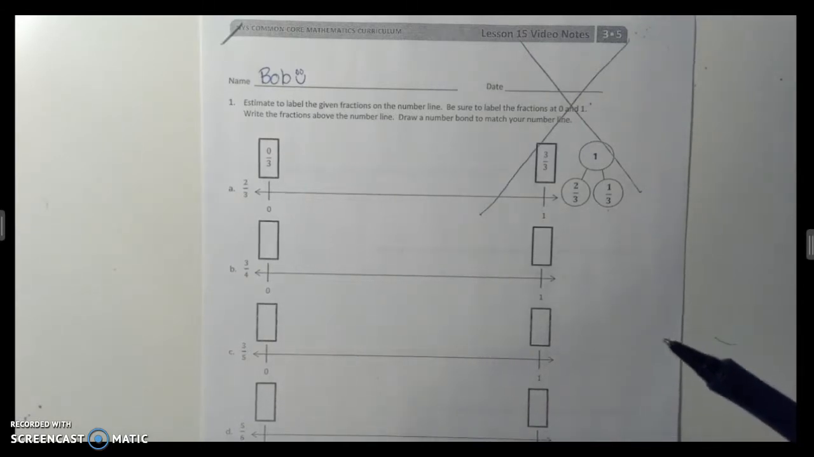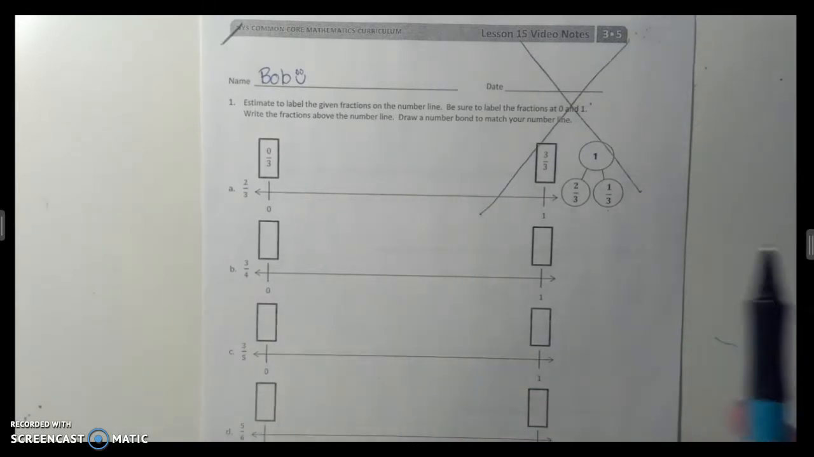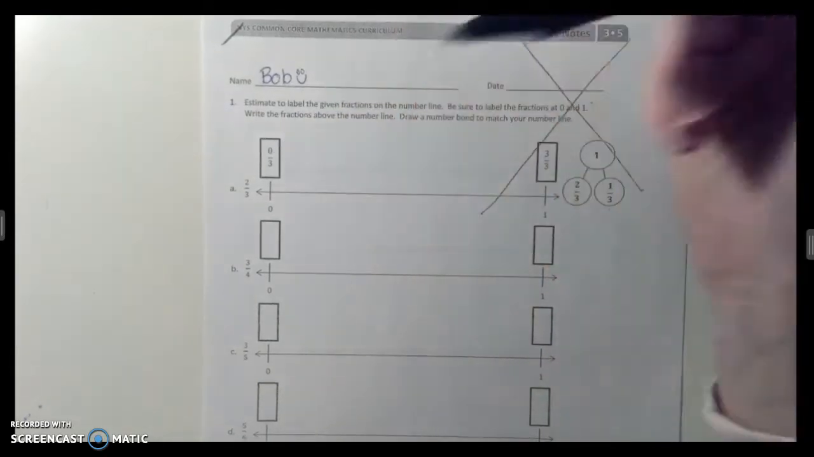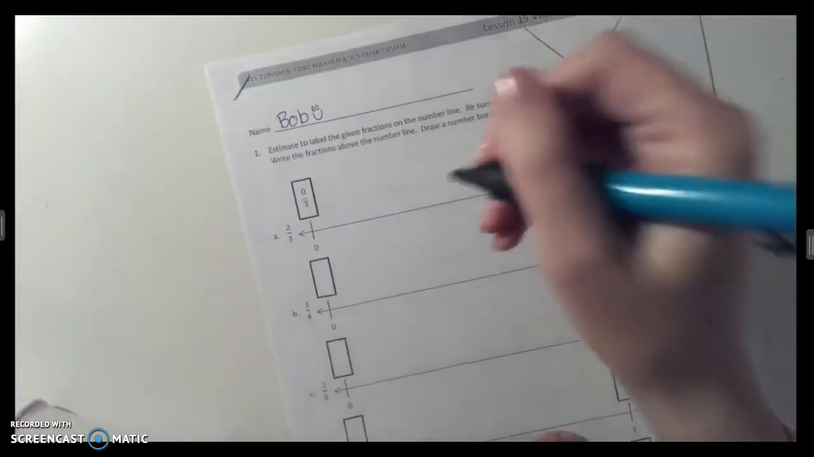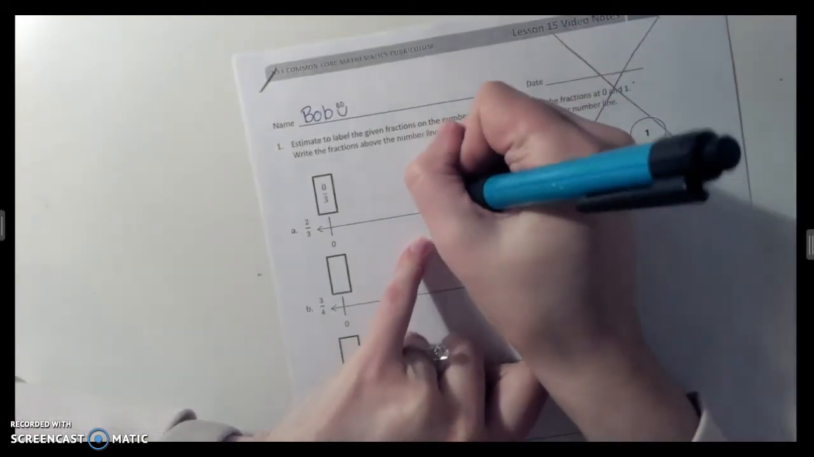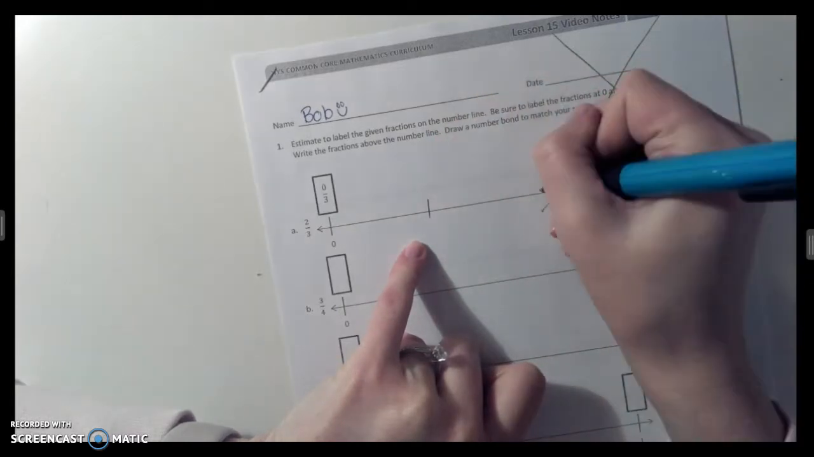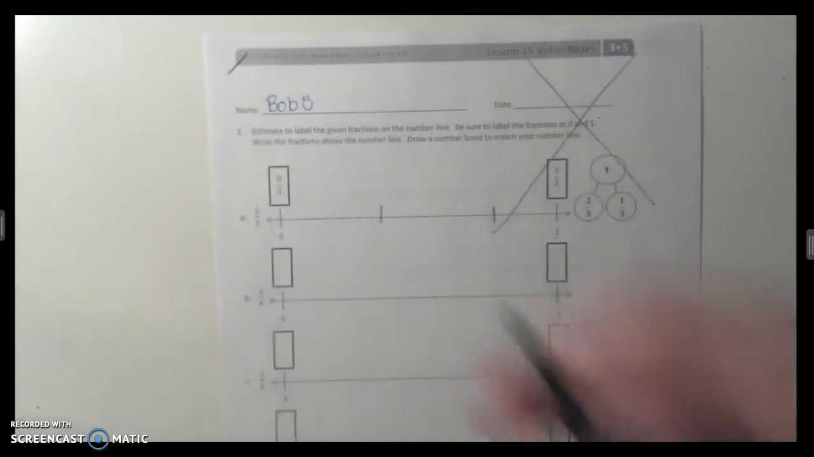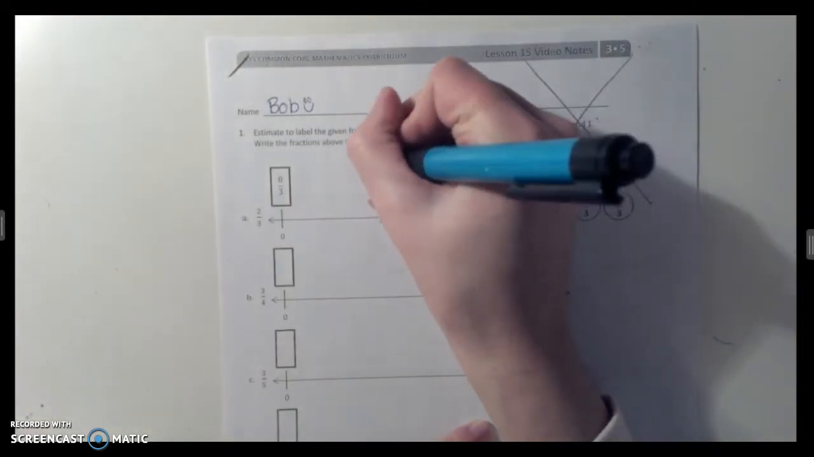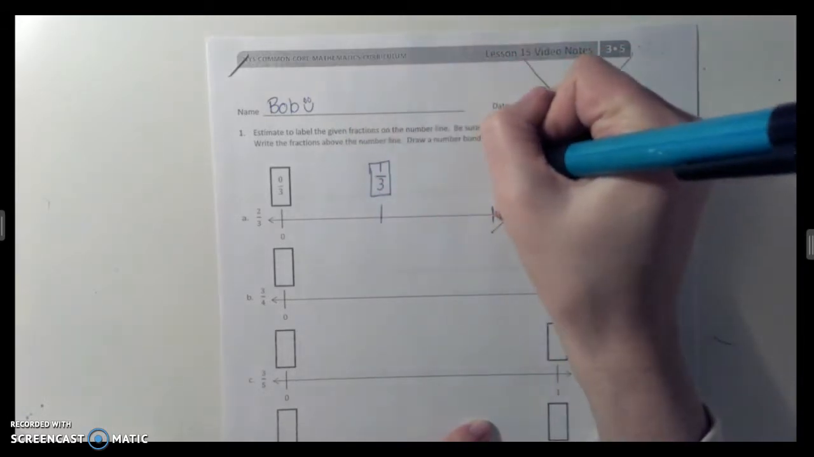So they started it for us, but they did not separate it into our fractions. So they gave us 0/3, and so we have to do 1/3 and 2/3. So 1/3 could be right here, and 2/3 could be right here. Remember, we are estimating. So this would be 1/3. We're going to write it above the line, just like they did. And 2/3.